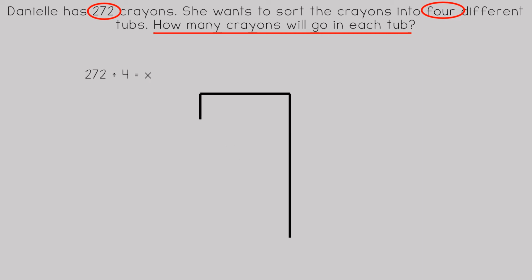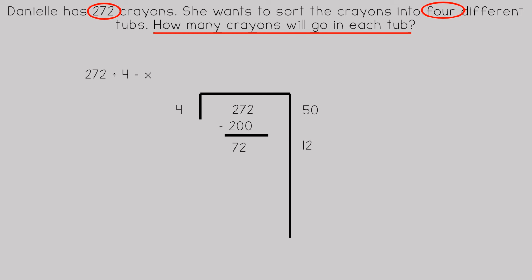Danielle has 272 crayons. She wants to sort the crayons into 4 different tubs. How many crayons will go in each tub? So our equation is 272 divided by 4 equals x. Whenever we set that up in partial quotients, it looks just like this. Now I want to think, how can I divide efficiently? How many groups could I group the crayons in to put them into each tub to be efficient? Well, I want you to keep in mind, if you know that 4 times 5 is 20, you know that 4 times 50 is 200. 272 minus 200 equals 72.